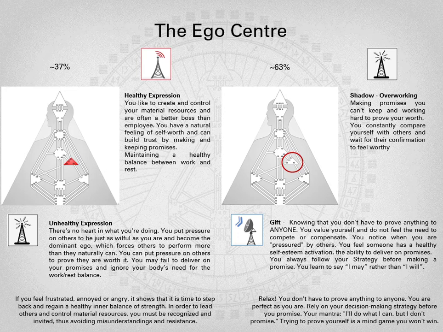The shadow of the open ego is overworking, making promises you can't keep and working hard to prove your worth. You constantly compare yourself with others and wait for their confirmation to feel worthy. But the gift is knowing that you don't have to prove anything to anyone. You value yourself and do not feel the need to compete or compensate.